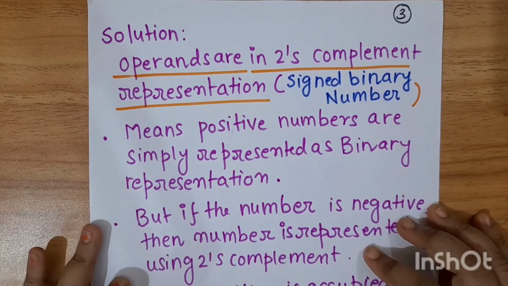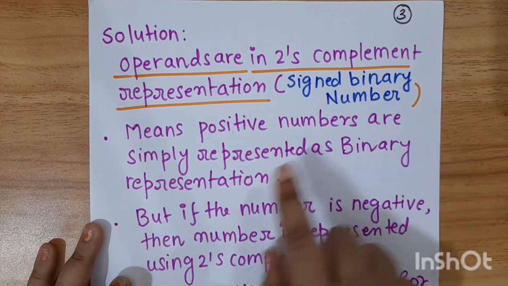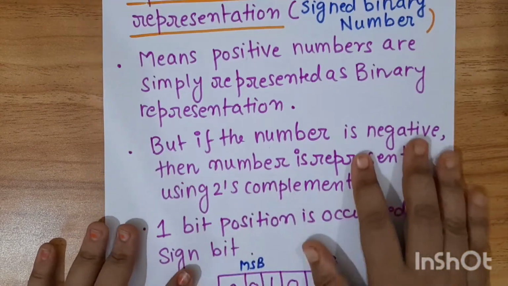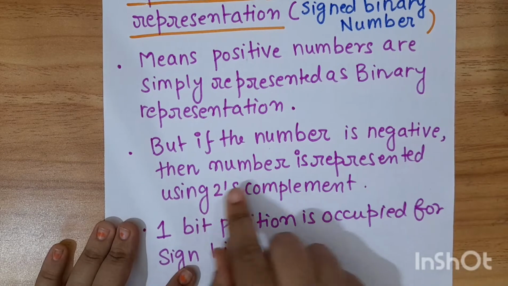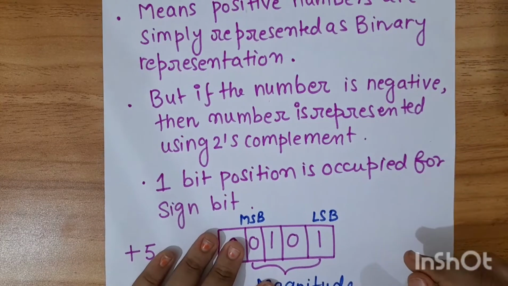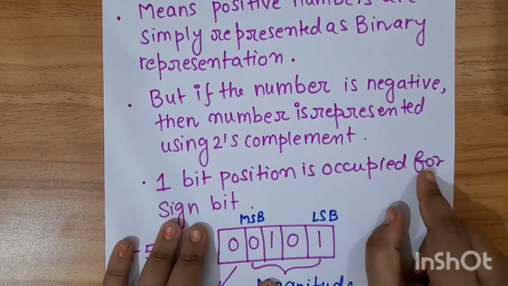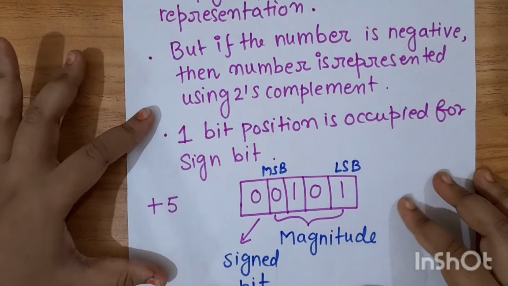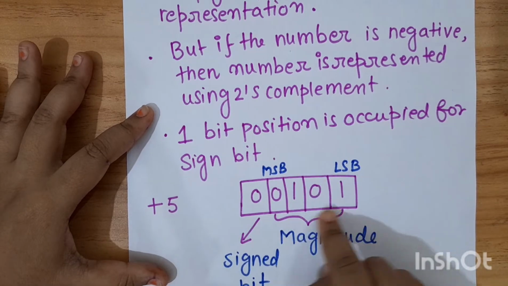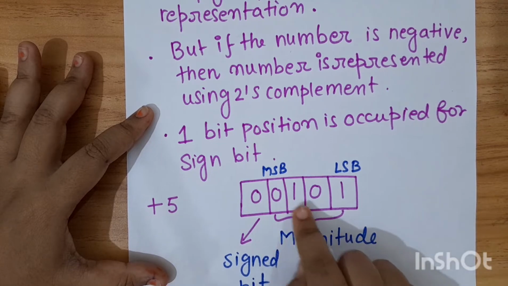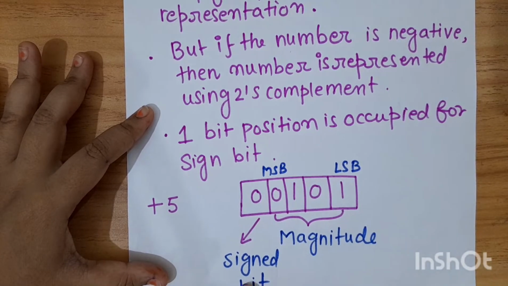Solution of the question. Operands are in 2's complement representation. Signed binary number means positive numbers are simply represented as binary representation. But if the number is negative, it is represented using 2's complement, that is 1's complement plus 1, and 1 bit position is occupied for the sign bit. So plus 5 is represented as 1 sign bit, and the other 4 bits for the magnitude: 0, 1, 0, 1, MSB to LSB.